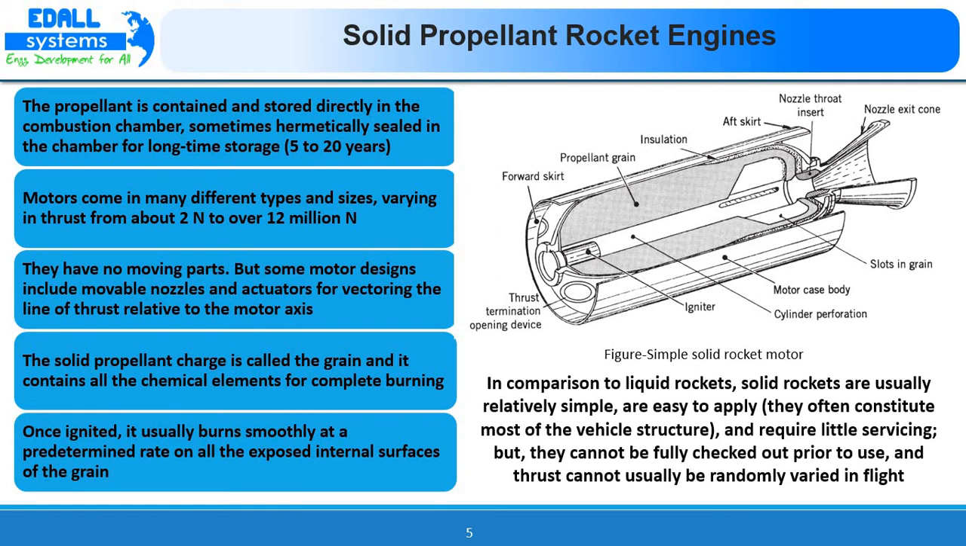So when we compare the solid propellants with liquid rockets, the solid propellants are usually relatively simple and easy to apply. That is, they often constitute most of the vehicle structure and require little servicing. Because there are no moving parts, there are no tanks and different pump systems to store and maintain or control the pressure inside the tanks. The solid propellant is relatively very simple and easy to operate and requires little service.